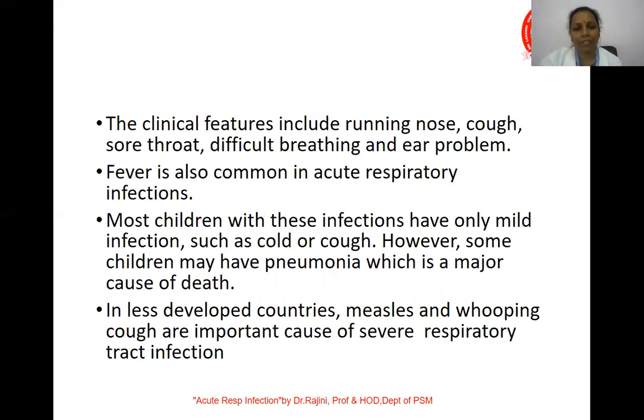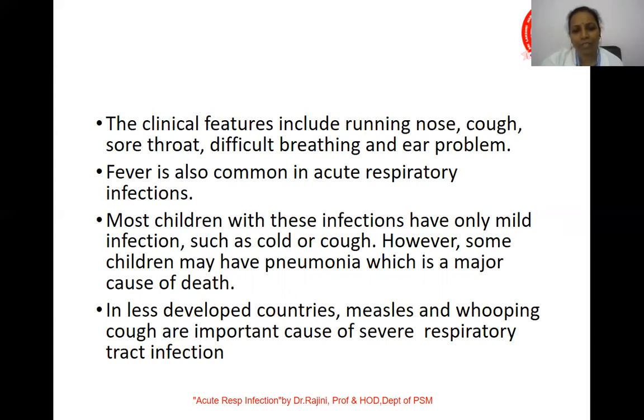Now the clinical features. Most of us are aware of them. The clinical features include runny nose, cough, sore throat, difficult breathing and ear problems. Fever is also common in acute respiratory tract infection. And what is the current epidemic, which is also mainly through the respiratory route? Yes, COVID. COVID infection is also mainly through the respiratory route, and it affects the respiratory system.